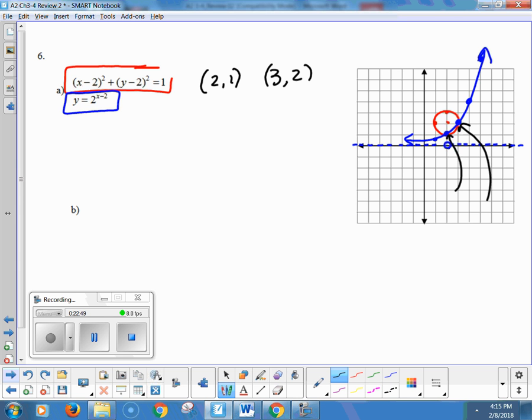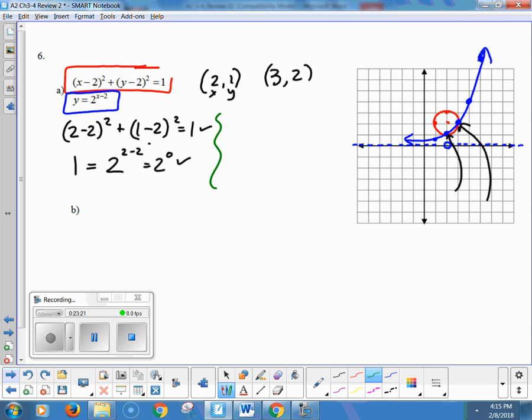So checking them in each equation, checking (2, 1) in the first equation. That would be 2 minus 2 squared plus 1 minus 2 squared is supposed to equal 1. I can look at that and know that this is going to work because that's 1. And my second equation would be 1 must equal 2 to the 2 minus 2. And that's 2 to the 0, so that also works.